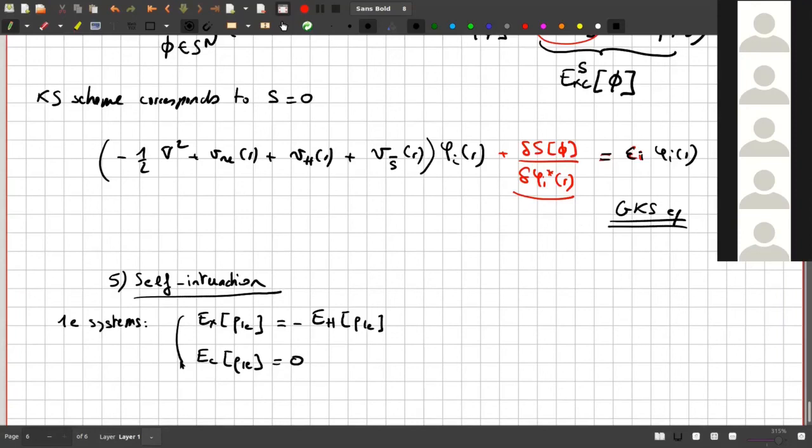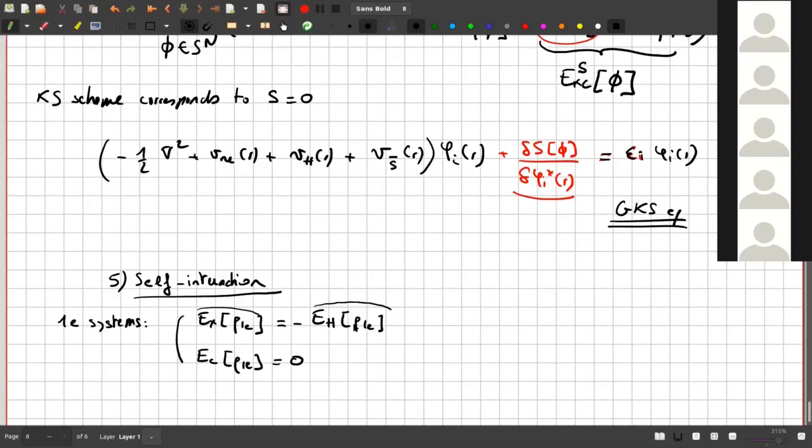In practice, this tells you that when we calculate exactly the Hartree part, in the case of a one-electron system, it is only a spurious interaction, and it must be compensated by the exchange part. So if you don't use any approximation for the exchange, as in Hartree-Fock, it's not an issue. This constraint is exactly valid, and you will not get any self-interaction error.